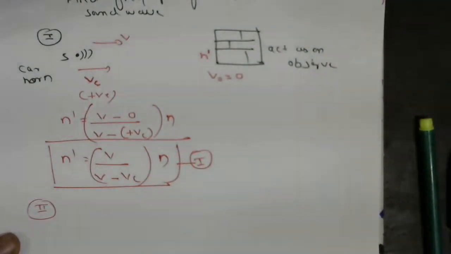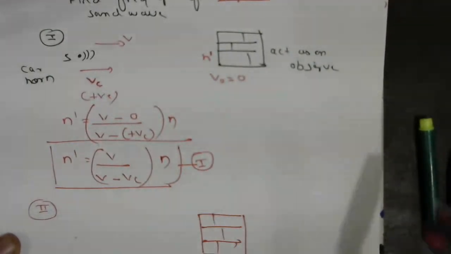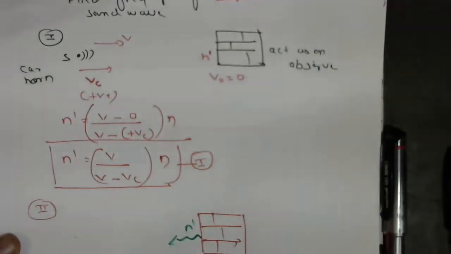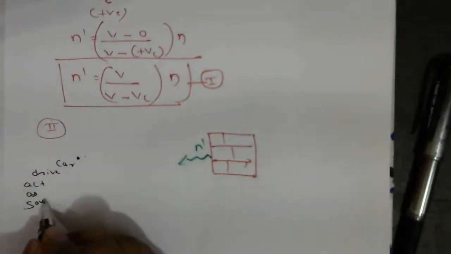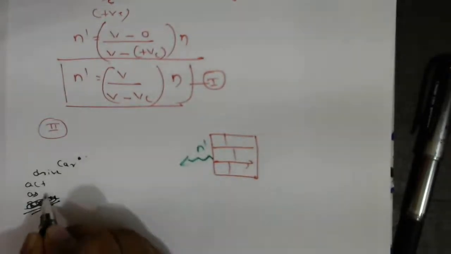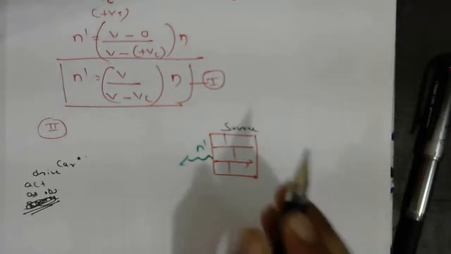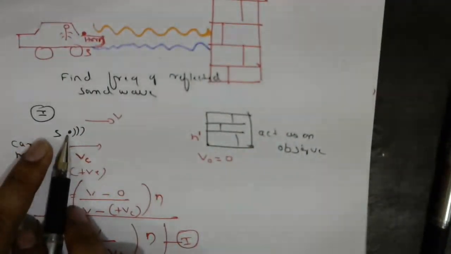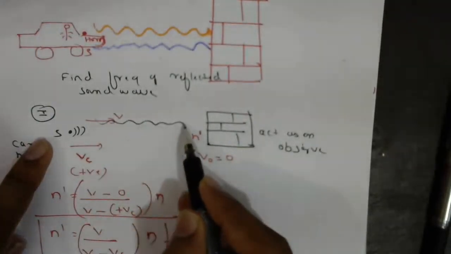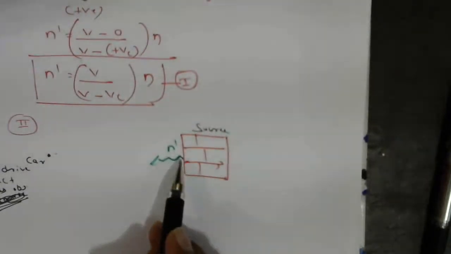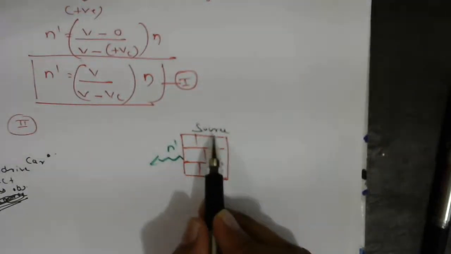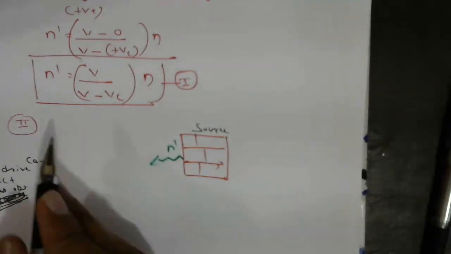Now second case, now reflecting back, correct? This wave reflecting back, n dash. Now here car driver acts as a source. Now here, sorry, car driver acts as an observer. Now this will act as what? Source. See, initially this is acting as a source and this one observer. When the sound wave is incident, after incidence, this will reflect. When this sound wave reflects, in that case the wall will act as a source and this car will act as an observer.